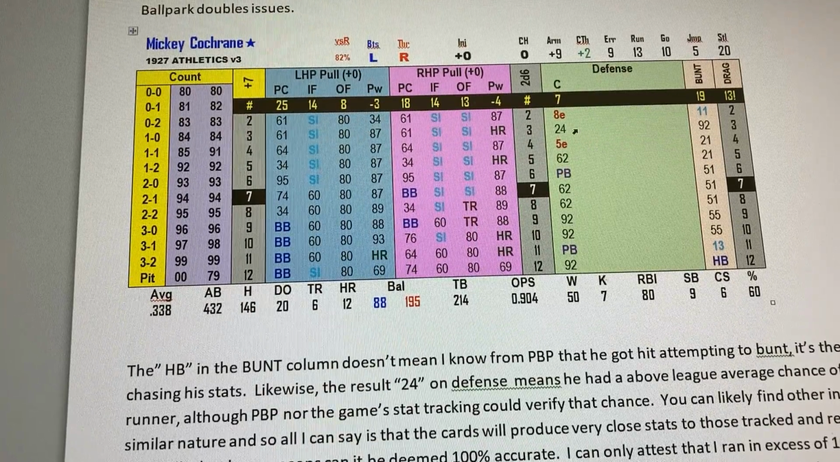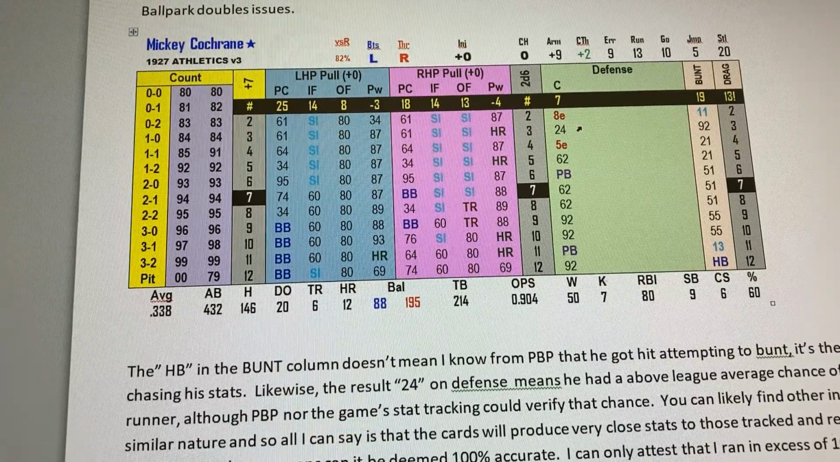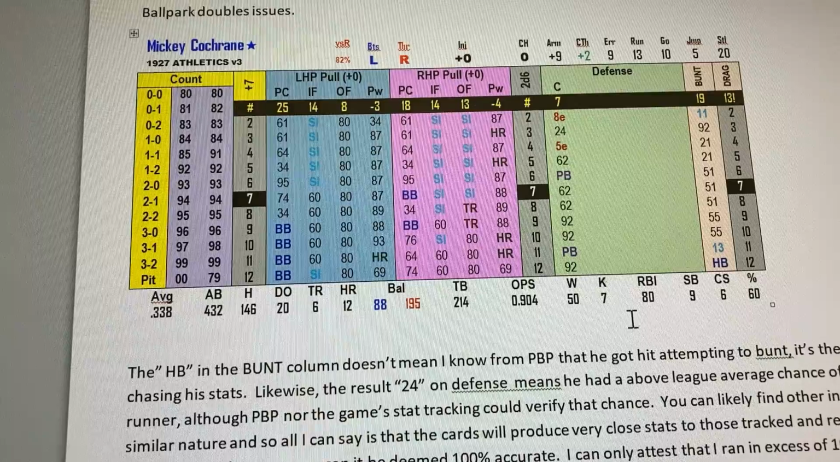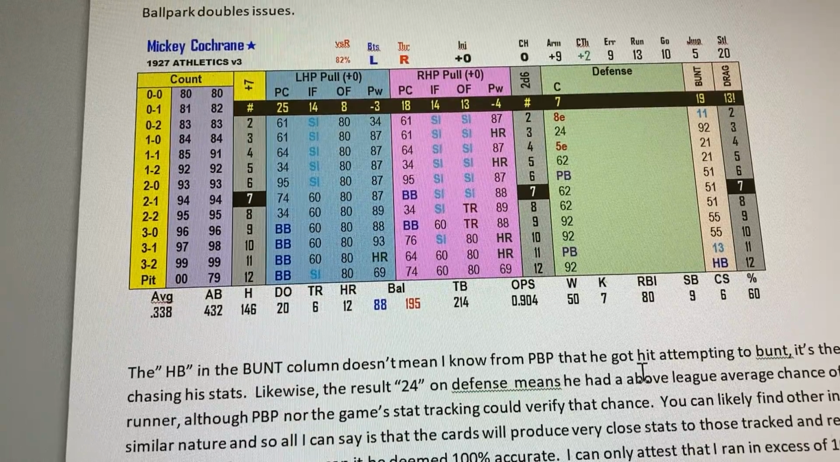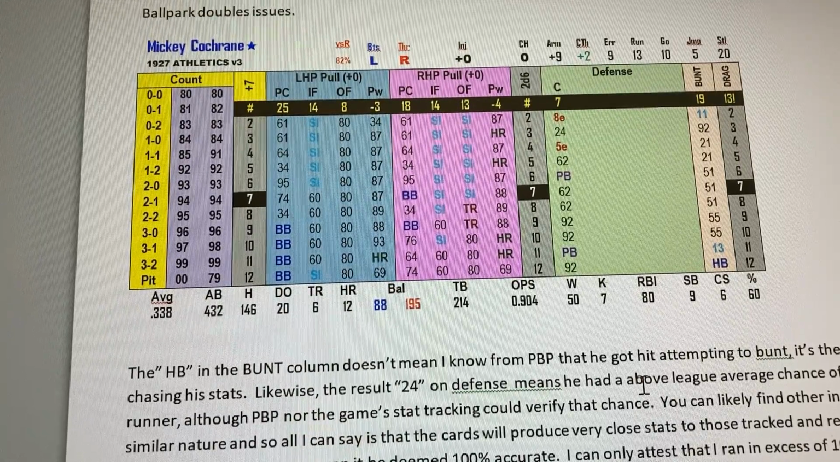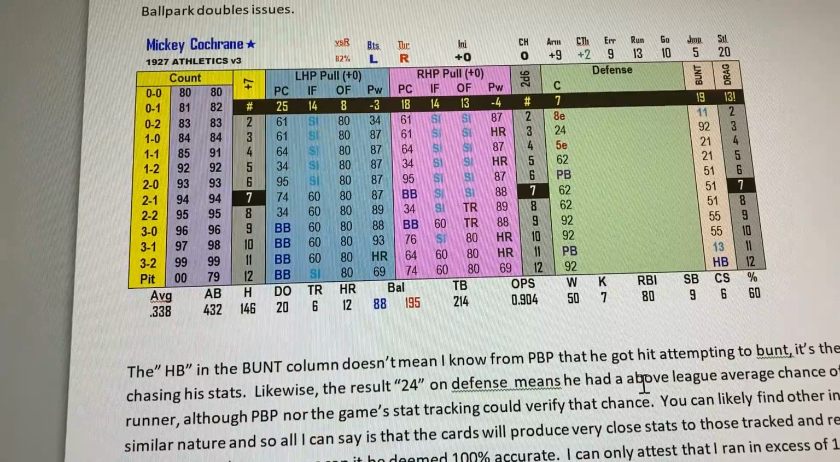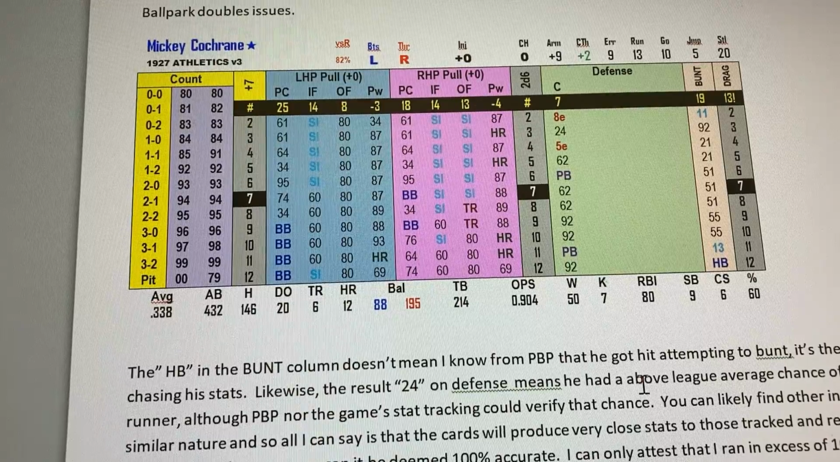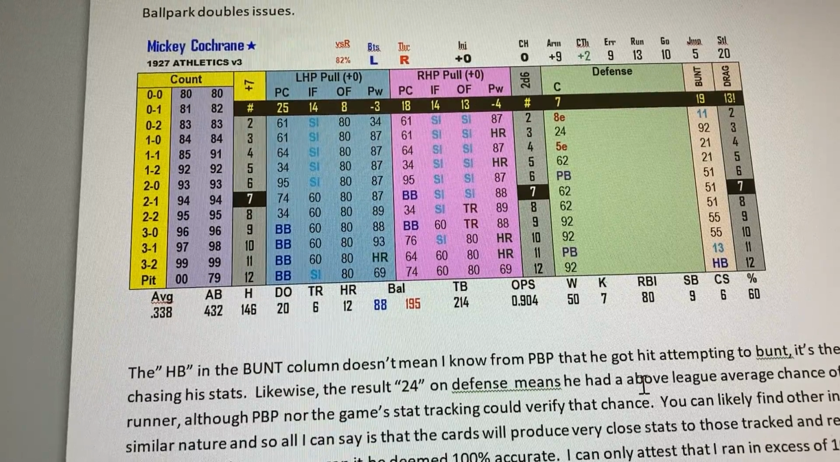Late in the game, I added some result code 24 for pickoff attempts from the catchers. It's not fully known by play-by-play, but looking at Mickey, he was above average compared to the league. So those catchers that were above average compared to the league for picking off a runner got the result code 24.